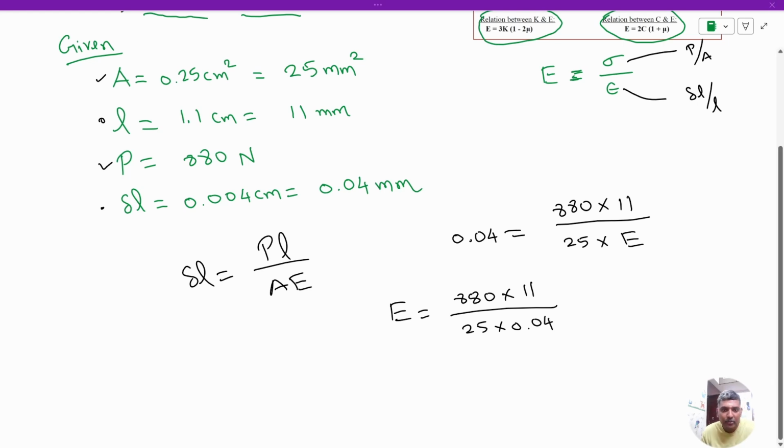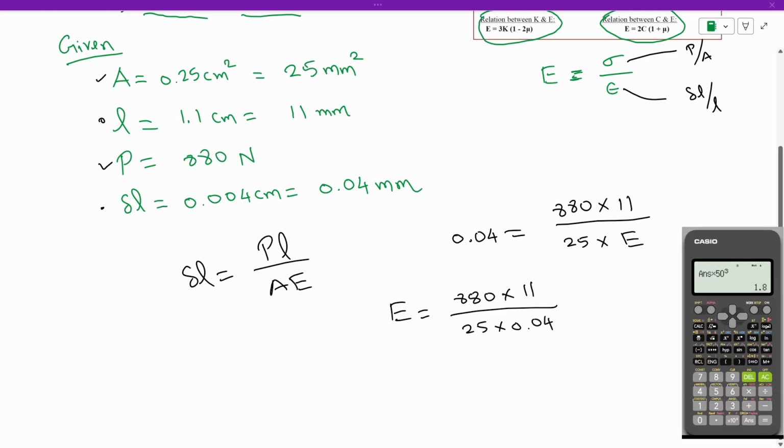Okay, so just calculate it. Numerator 880 into 11 divided by denominator, open the bracket, 25 into 0.04. So it is 9680. So this is equal to 9680 Newton per millimeter square. So we identified Young's modulus.